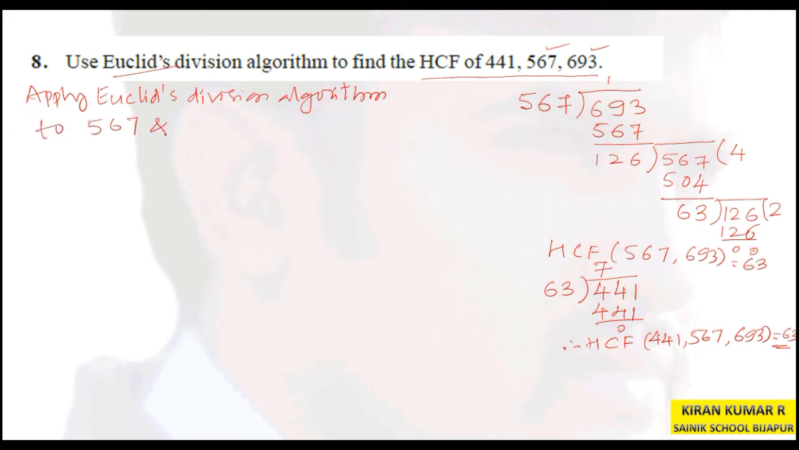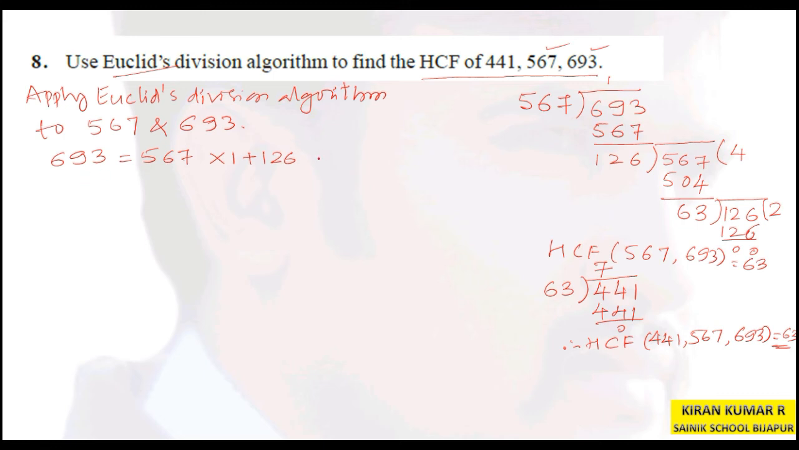567 and 693. We have divided at this part. You can refer to that and write this 693, the larger number, as 567 multiplied by 1 and remainder 126. It's there in this division step, first step.